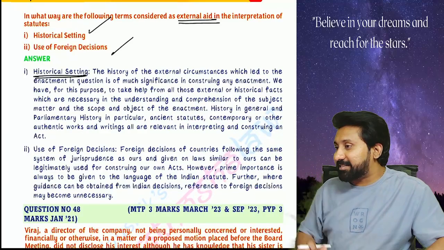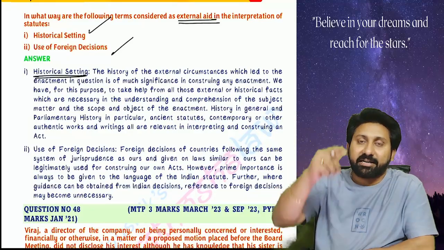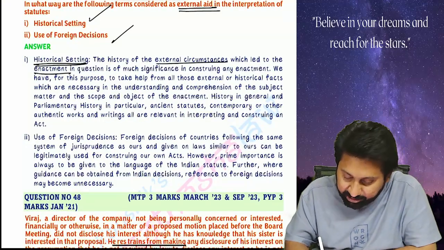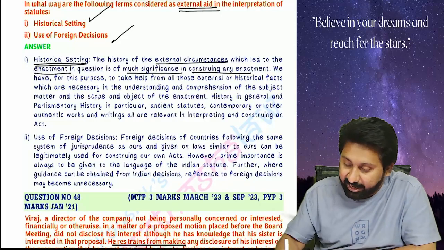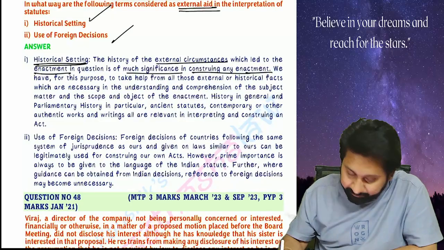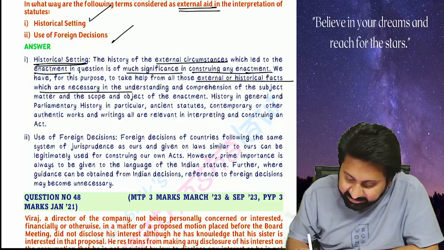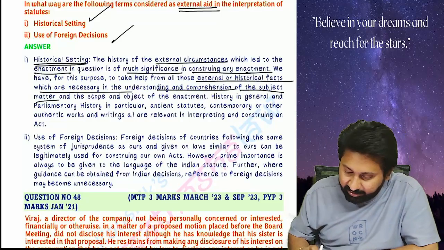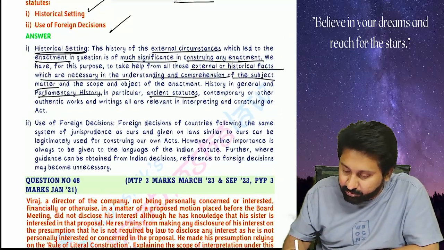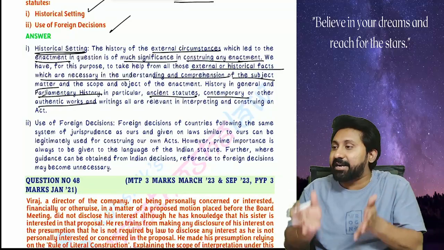That's why whenever I discuss law, I will tell about what is there in the past, what is there today, so that you will really understand why that particular section came. The history of the external circumstances which led to the enactment in question is of much significance in construing any enactment. Why this act came, if you know what is happening, the section's interpretation is very easy. We have for this purpose to take help from all those external or historic facts which are necessary in understanding and comprehension of a subject matter. History in general and parliamentary history in particular, ancient statutes, contemporary or other authentic works and writings you need to consider. All these things we need to consider and then interpret the law.